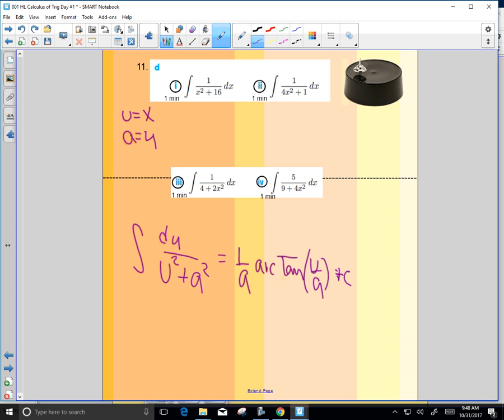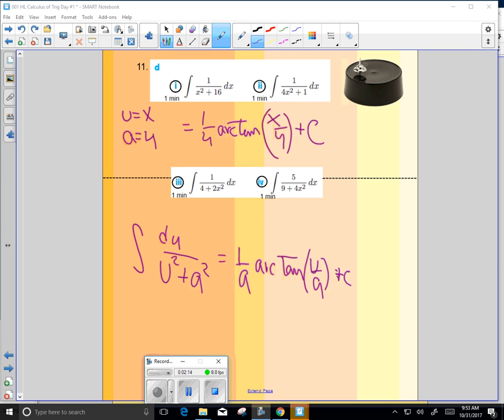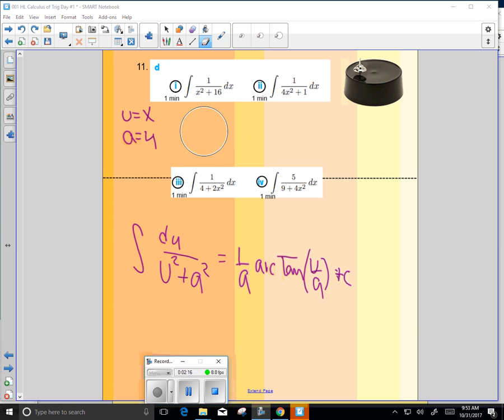And so this is going to be, let's see. I'm just going to do it. Is that all right? 1 over 4 arc tangent of x over 4 plus c. You try the next 3. Let's take a look at the second one, see how you're doing.